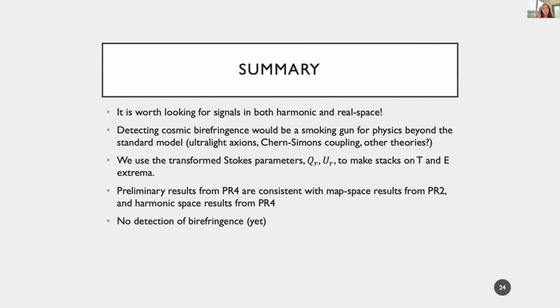Perfect. Okay, so just to summarize really quickly, is it worth looking for analysis in both harmonic and real space? I think so. Detecting cosmic birefringence would be a smoking gun for really cool physics beyond the standard model. We use the transformed Stokes Q and U maps on stacks, ET and E. And preliminary results are consistent with the PR2 results. And we have no detection using this method, at least, of cosmic birefringence yet.